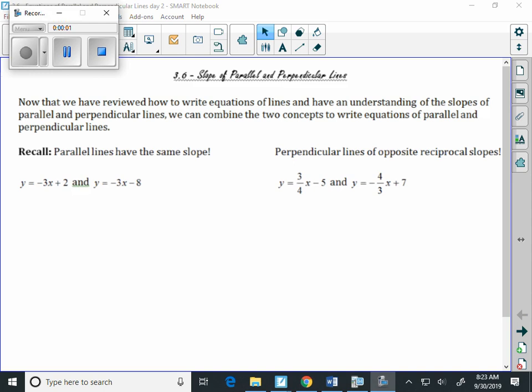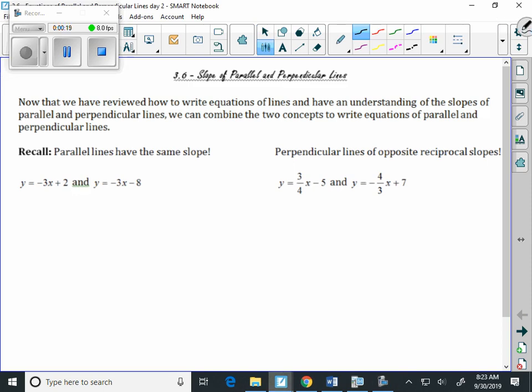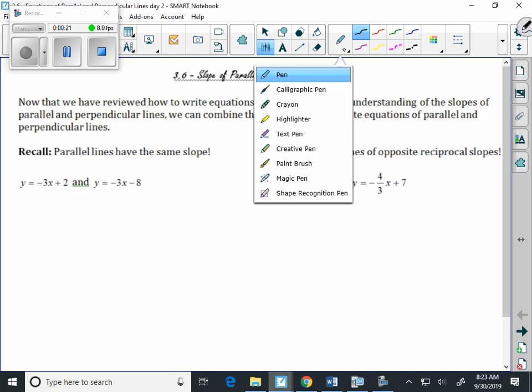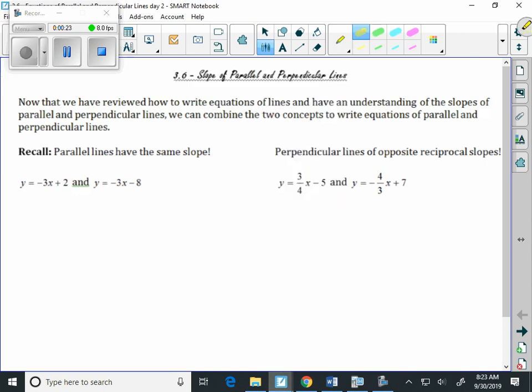Today we're going to talk about the slopes of parallel and perpendicular lines. Again, just a little bit different perspective. And just a little bit of review here is that parallel lines have the same slope. And if you were with us for the last notes, we highlighted that, even though I'm not the biggest fan of highlighting. Parallel lines have the same slope.